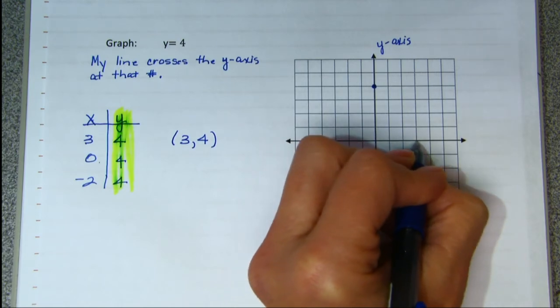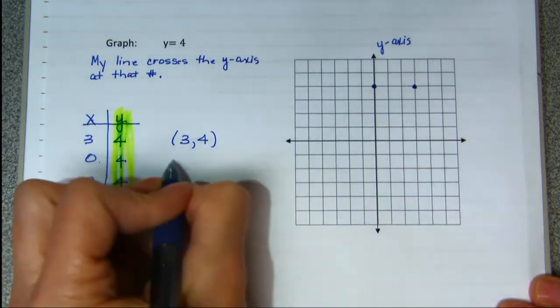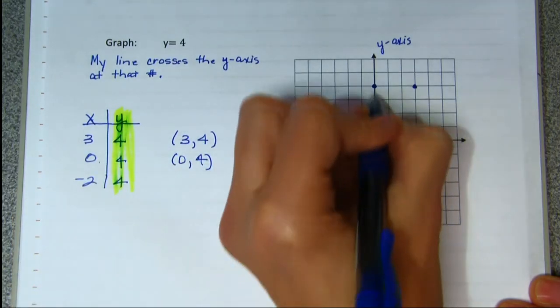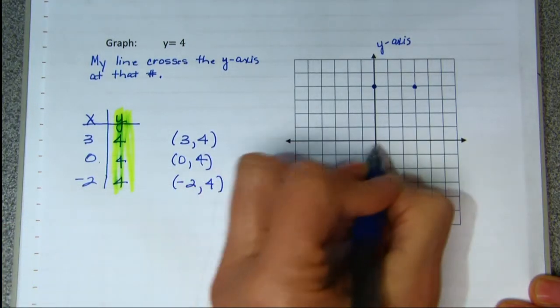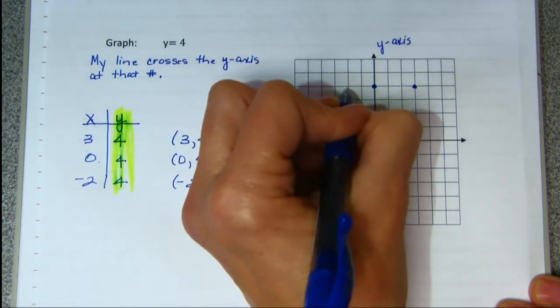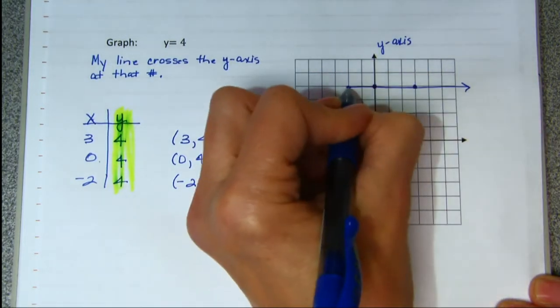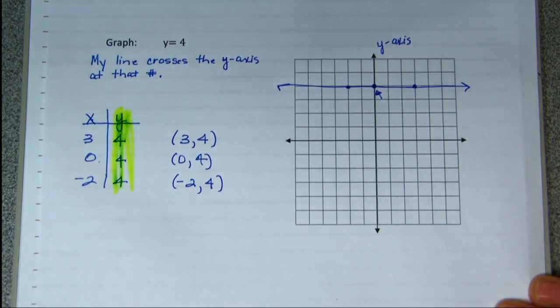Over 3, up 4, 0, 4. Don't go left or right, go up to 4, negative 2, 4, negative 2, up 4. So it crosses the y-axis at 4.